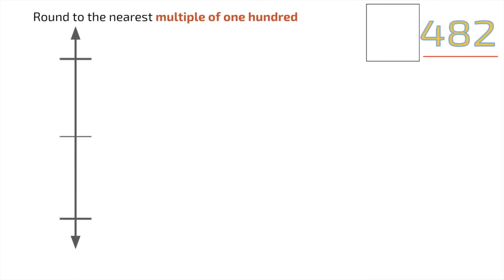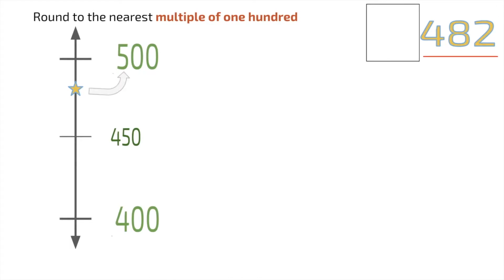So with my number line, what multiples of 100 is 482 in between? Well, 482 is more than 400, less than 500. Those are the hundreds that surround 482. Halfway between 400 and 500 is 450. All right, and so now I see that 482 is more than 450, so it's gonna be somewhere up there. Boom. If it's more than 450, we know that it's gonna round to 500.